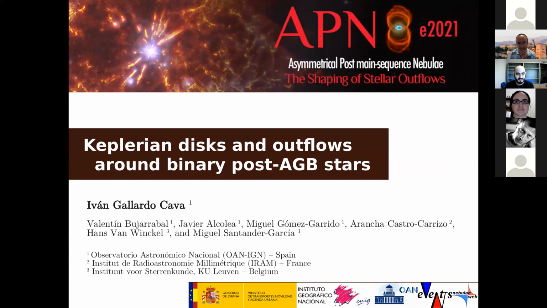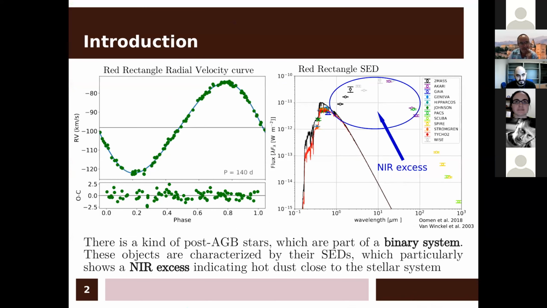Hello everyone, I'm Iván Gallardo Cava from Observatorio Astronómico Nacional in Spain, and I want to thank you for organizing this event and for giving me the opportunity to talk to you about Keplerian disks and outflows around binary post-AGB stars. Firstly, I want to give you a brief introduction about these objects. All our sources present this kind of radial velocity curve, which means that all our sources are binary. They also present a very significant near-infrared excess, which reveals that there must be a hot dust stable structure surrounding that binary system.